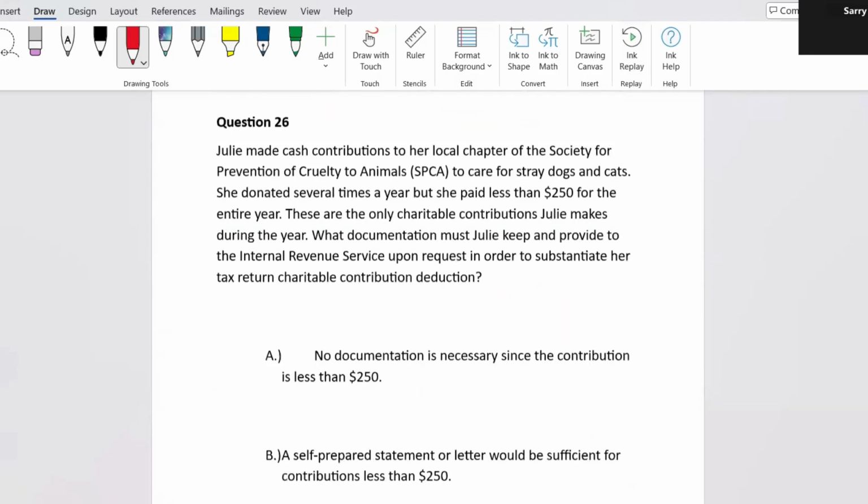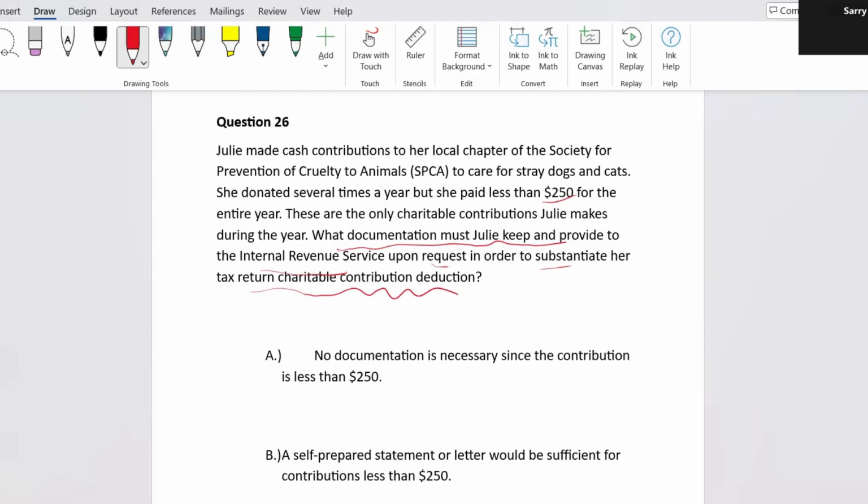Julie made cash contributions to her local chapter, the Society for Prevention of Cruelty to Animals. It's a nonprofit. She donated several times a year, but she paid less than $250 for the entire year. These are the only charitable contributions Julie makes during the year. What documentation must Julie keep and provide to the IRS upon request in order to substantiate her charitable contribution deduction? If the IRS asks, can you show us proof? What kind of proof does she need to provide?